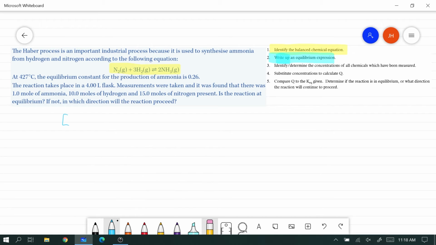So we're going to put our products on top first. So the concentration of our ammonia gas, we're going to raise that to the power of 2.